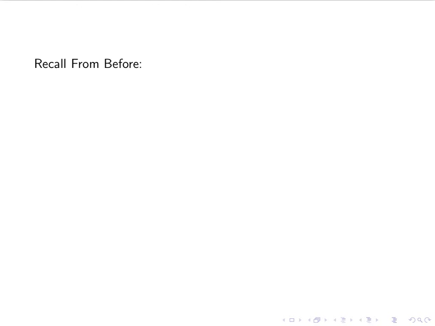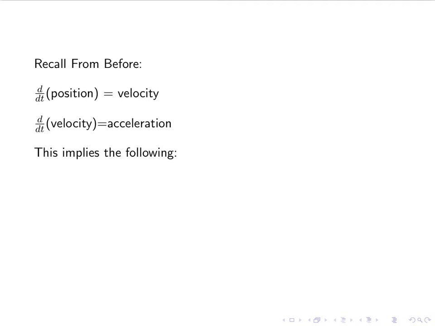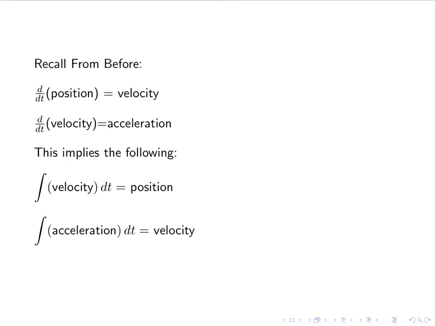Now we're actually going to do an application. We're going to apply it to something. So recall from before that the derivative of position is velocity, and the derivative of velocity is acceleration. Right? Velocity is the rate of change of position. Acceleration is the rate of change of velocity. So what we're going to do is reverse these and use integration. So the integral of velocity is position, and the integral of acceleration is velocity. So I'm just solving these equations for the other part. So this is what we're going to use in our problems.